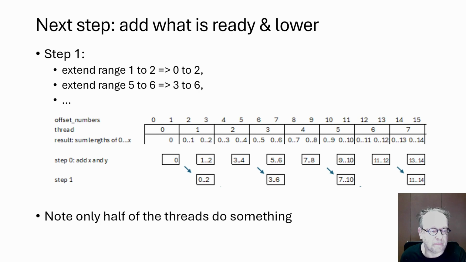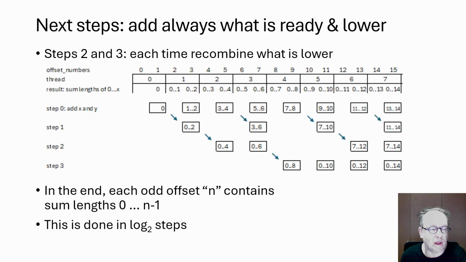So in the next step, and the one after that, we just continue that kind of work. What you see, for instance, in step 2, this is the next step: thread number 2, that's this one, already had the sum of lengths 3 and 4 calculated. And since now the sum of 0 to 2 is available from the previous step, it can add that, resulting in the sum of the lengths 0 to 4, which is the final result for thread number 5, because that is exactly what we wanted.